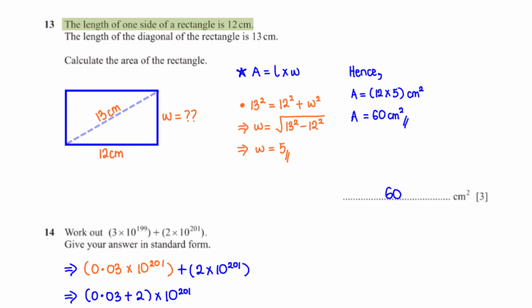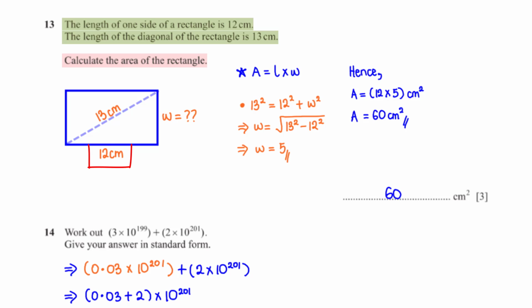The length of one side of a rectangle is 12 centimeters. The length of the diagonal of the rectangle is 13 centimeters. Calculate the area of the rectangle. The formula for finding the area of a rectangle is length times width.